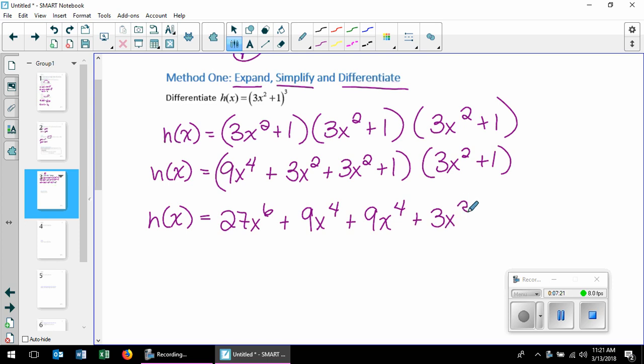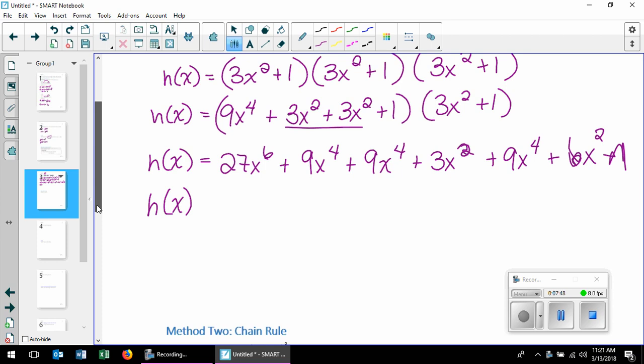I'm going to run out of room. That's a 2. I'm just going to combine these for simplification's sake. I haven't even differentiated yet. I've just expanded. Now they combine like terms. That's 6x squared plus 1.